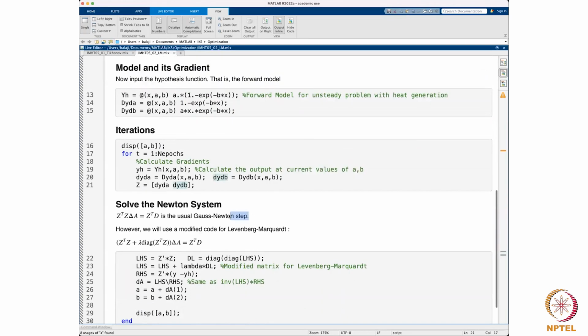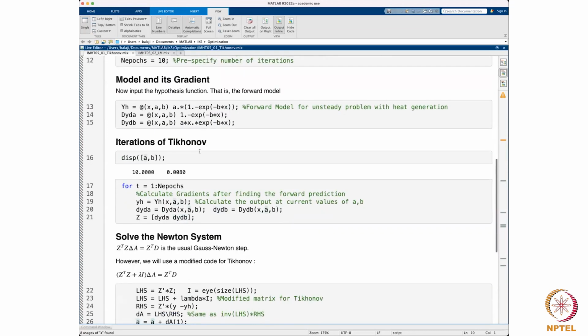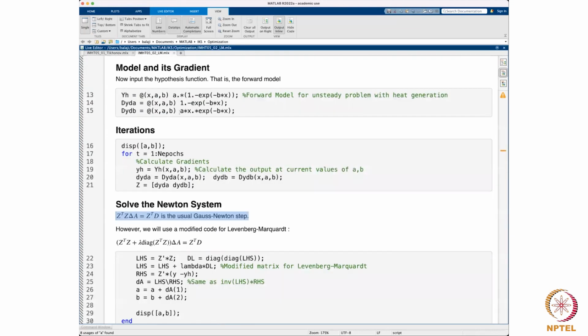But the usual Gauss-Newton step was, as we saw, Z transpose Z delta A equal to Z transpose D. And the Tikhonov was that plus a lambda I. And the only change we make in Levenberg-Marquardt, as I told you in the class, was to have effectively a variable lambda for each variable. Another way of doing it is lambda times diagonal of Z transpose Z. So this is the term that you have to be careful about. So here notice Z transpose Z plus lambda times this matrix DL, which is the diagonal of LHS. I will show that to you shortly as we run through the program.